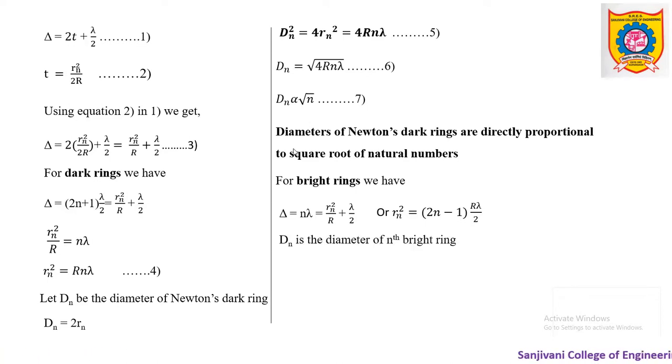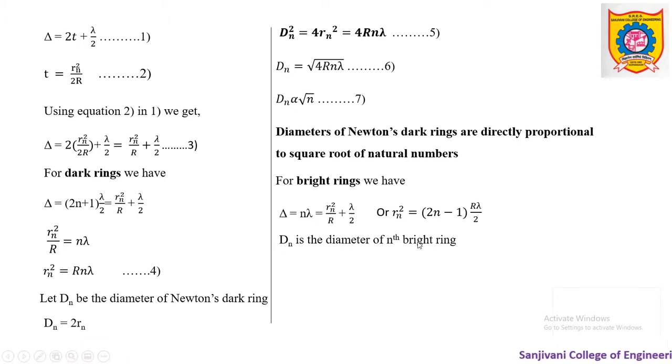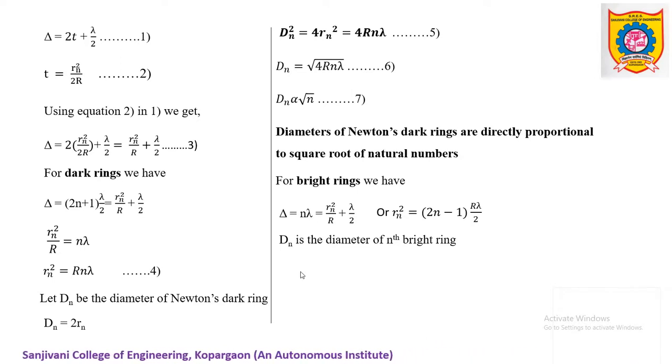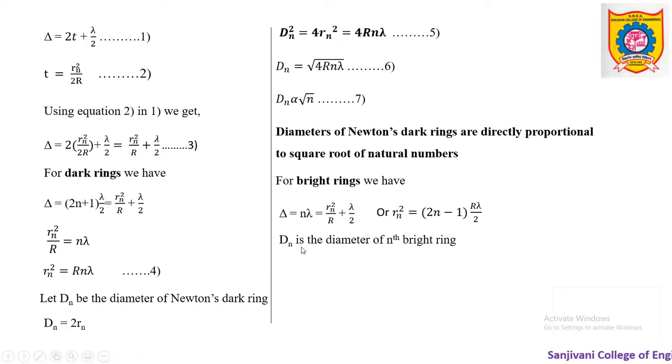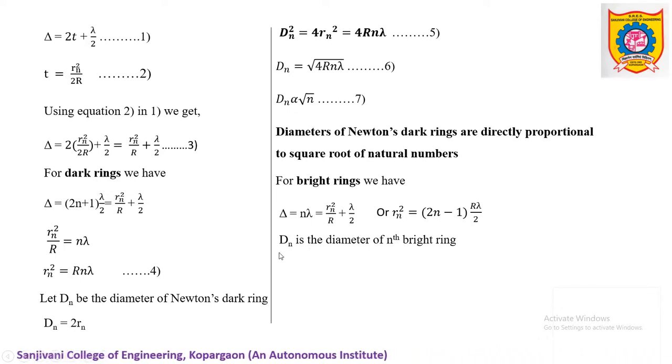So once again, let us assume that Dn is the diameter of the nth bright ring. Here you may have some doubt: if Dn is taken as the diameter of a dark ring, how can it be the same Dn for the nth bright ring? Can we take the same notation? Yes, the same notation can be used for dark as well as bright, because here n is just a number. So we may have first dark, first bright, second dark, second bright, nth dark, nth bright. Yes, it is possible, so the notation can be the same, no problem.